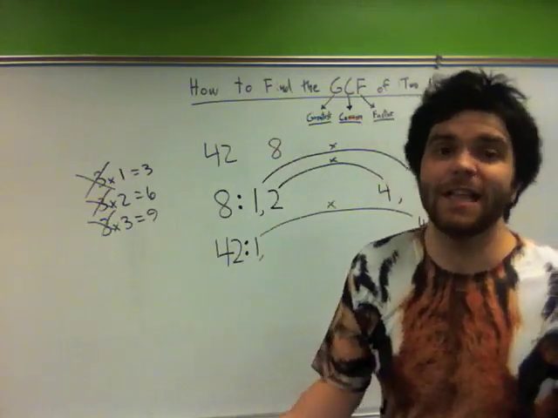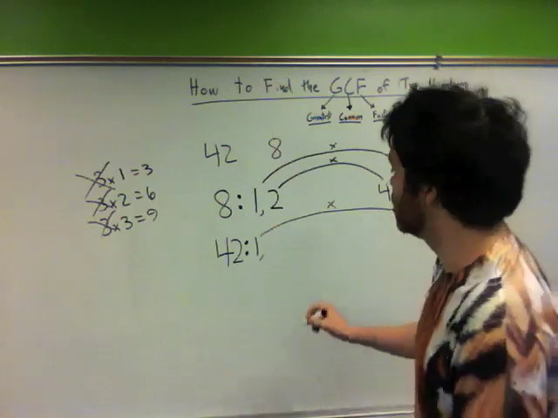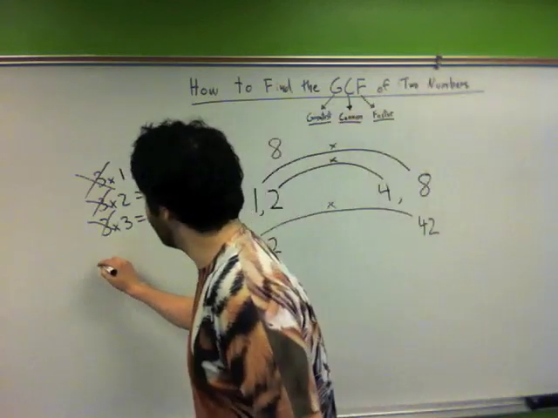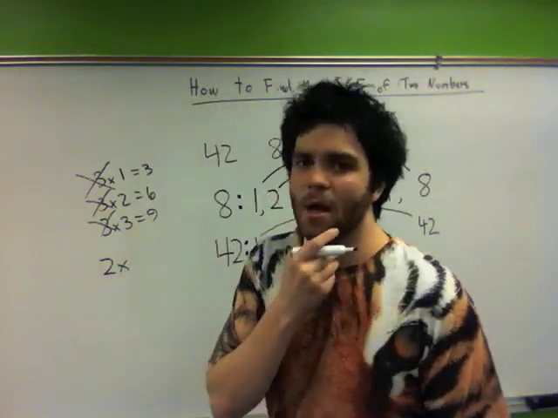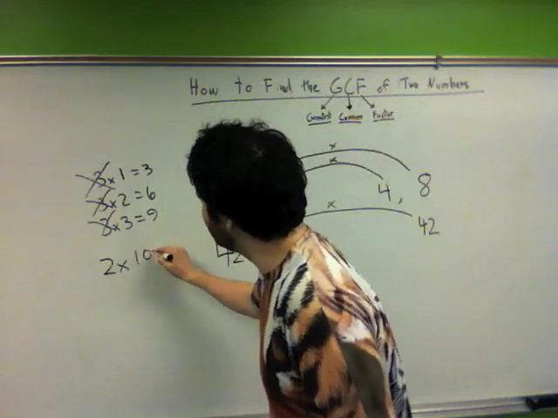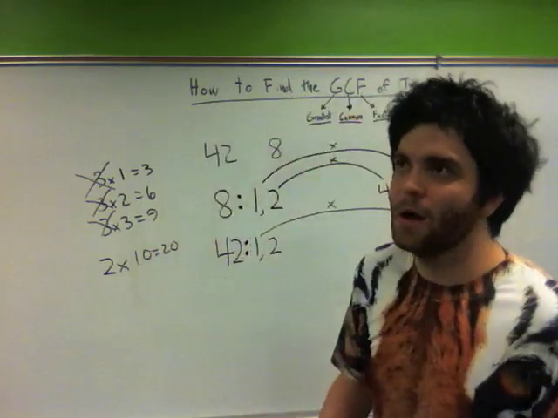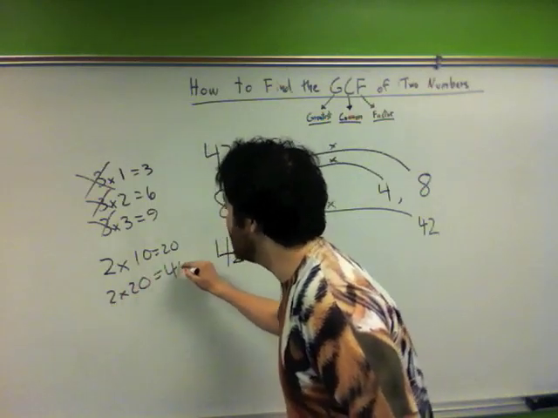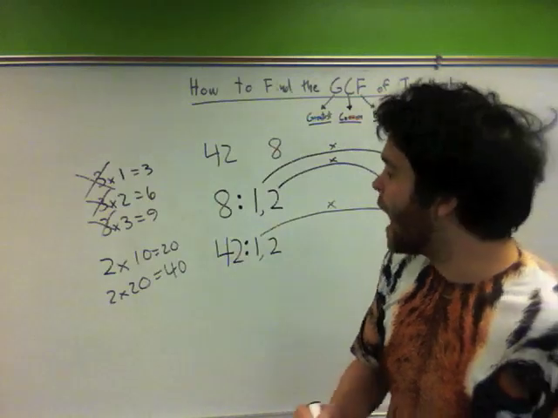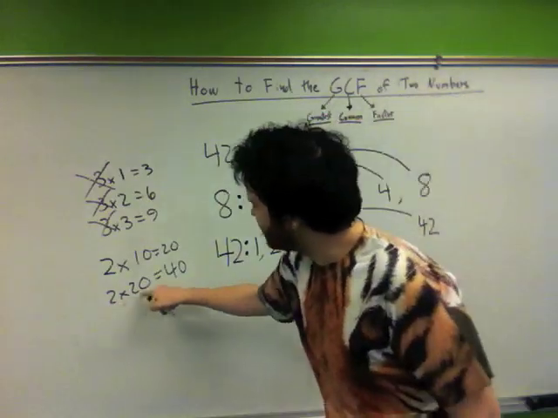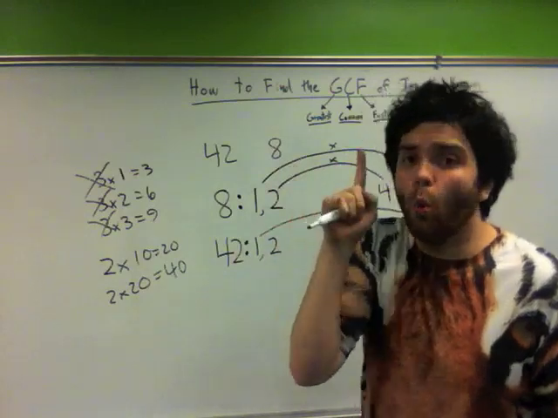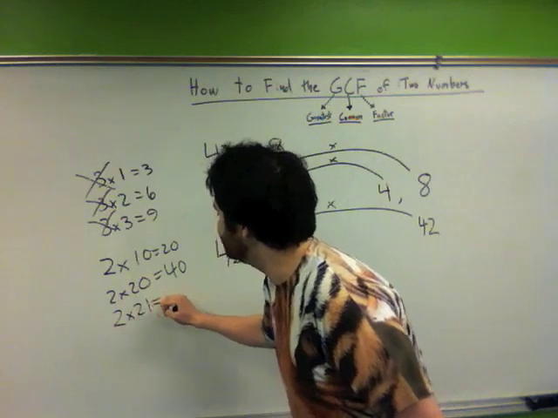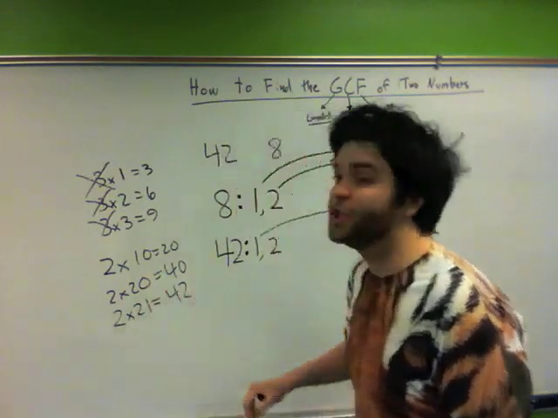42 is even, just like 8, so 2 is definitely going to be a factor. 2 times what? Let's see, I'm going to just try it out here. 2 times 10 is equal to 20. That's not high enough. 2 times 20 is equal to 40. That's pretty good. I need 2 more, so I need 1 more 2. Let's try 21. 2 times 21 is equal to 42, which is just what we want.